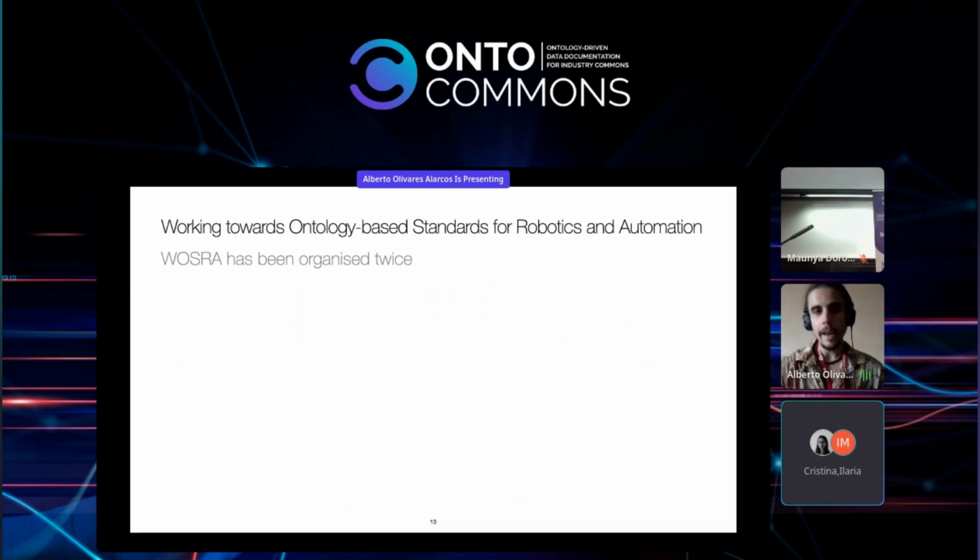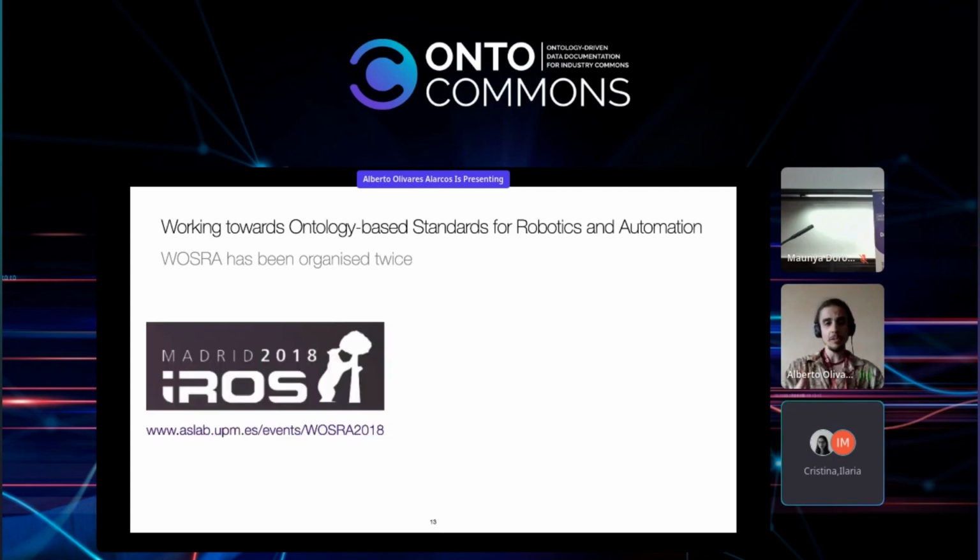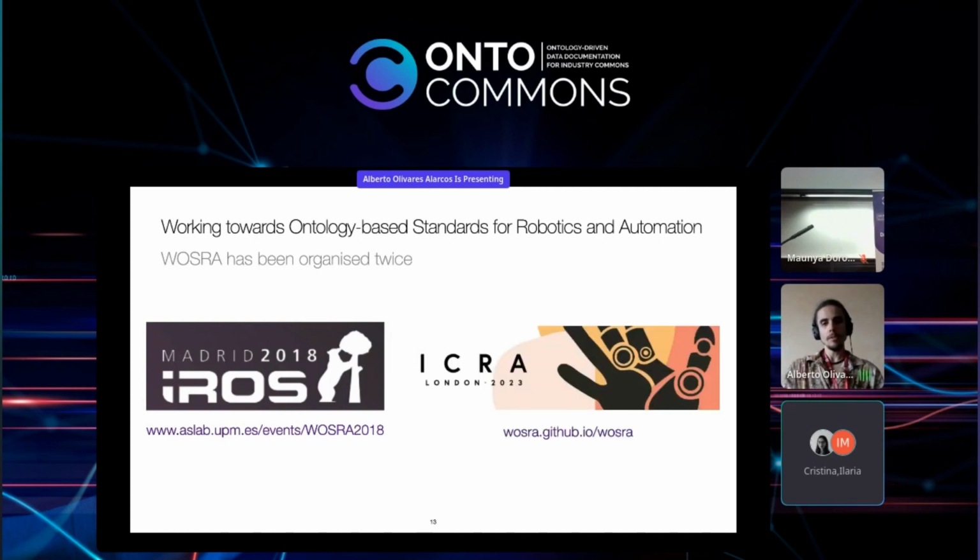And another effort that we are doing is we are trying to organize different workshops on ontologies for robotics. Actually, Stefano Borgo is also organizing another one at one of the biggest conferences in robotics. But I only put this one here because this one is not only about ontologies, but also ontology-based standards. And we have organized it twice. The first time was in Madrid during IROS, which is one of the biggest conferences for robotics. And then the last time was this year in London, so 2 weeks ago. You can check the websites to get more information.